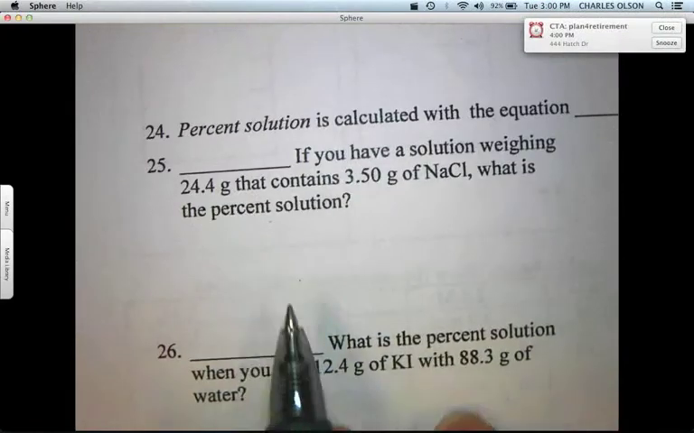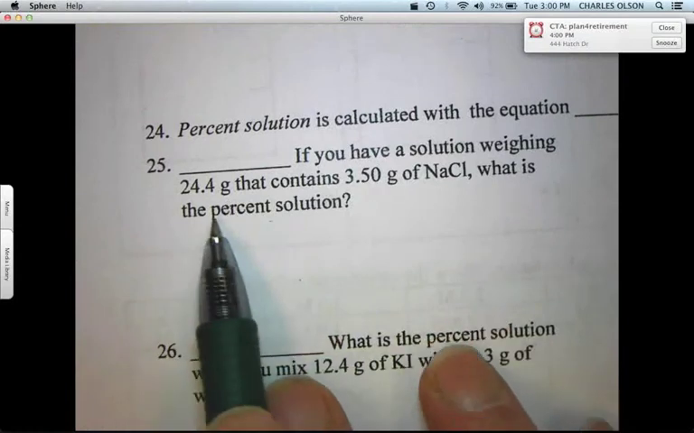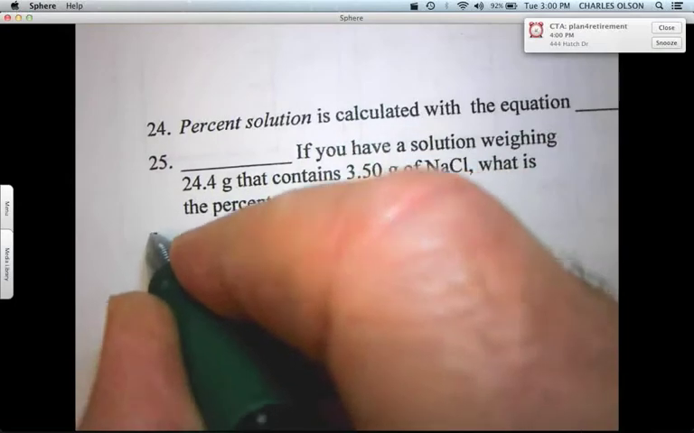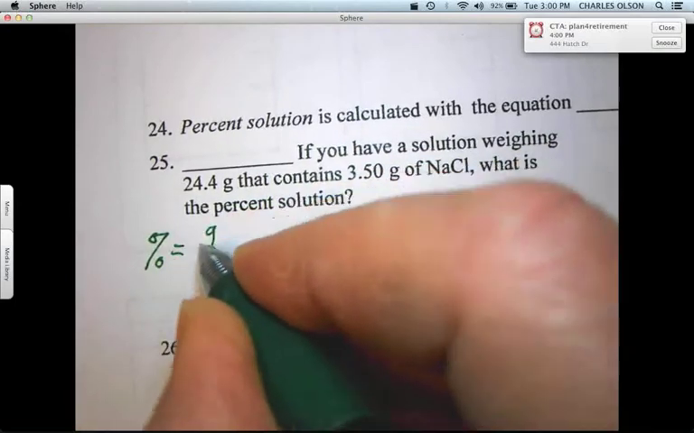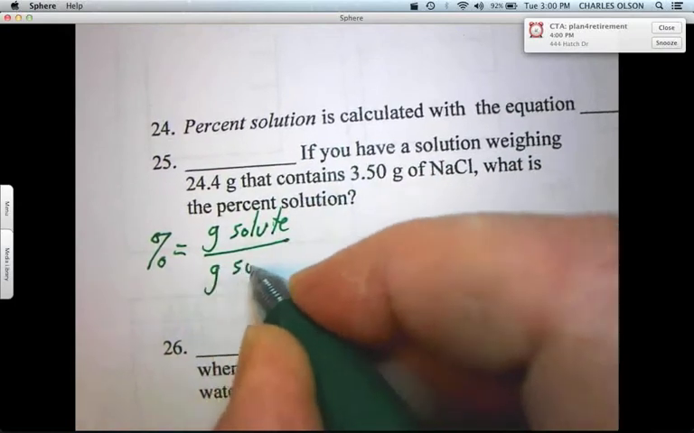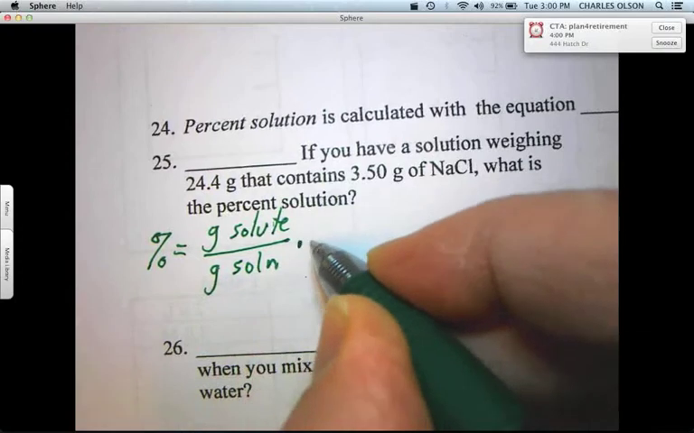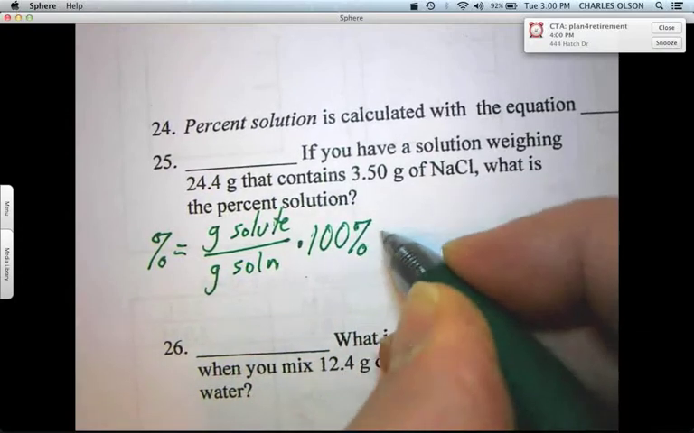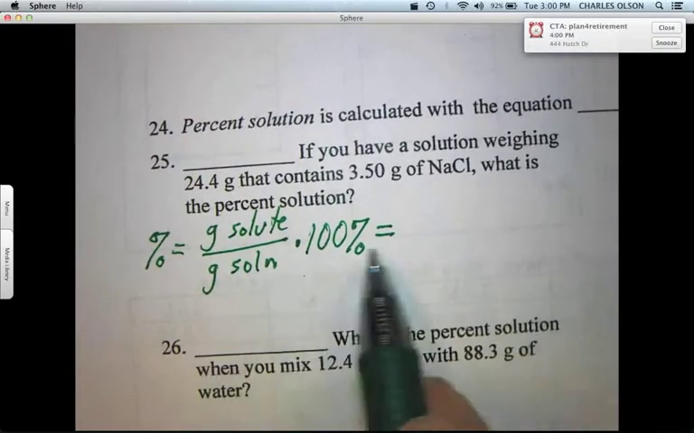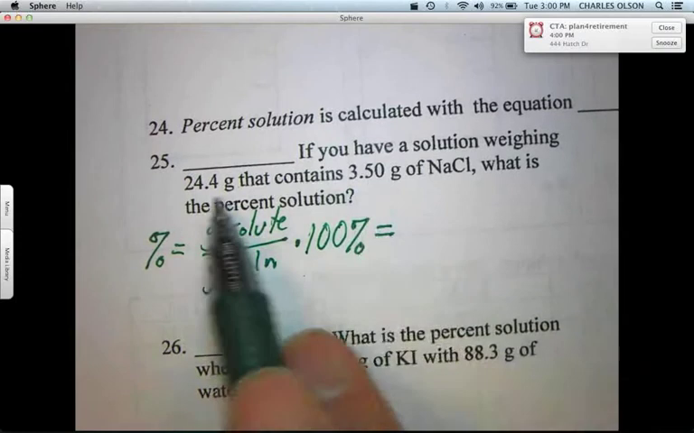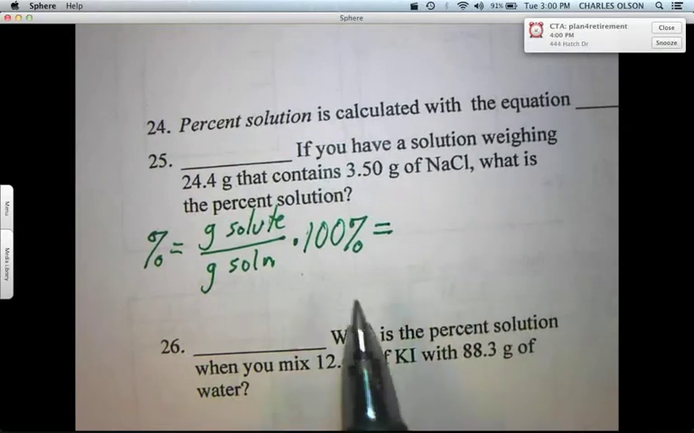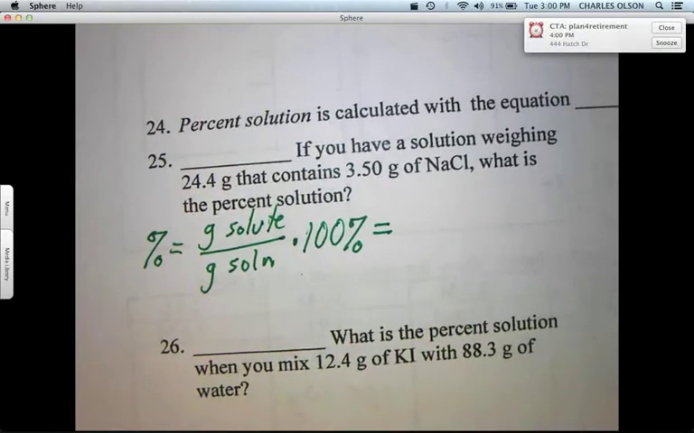Question 25 asks us for percent solution. So we just use the formula for percent solution. Percent equals grams of solute over grams of solution times 100%, make it a percentage. Looks offhand like it'll be a little more than 10%. So eyeball your answer, make sure it's right. Okay, let's do another one.